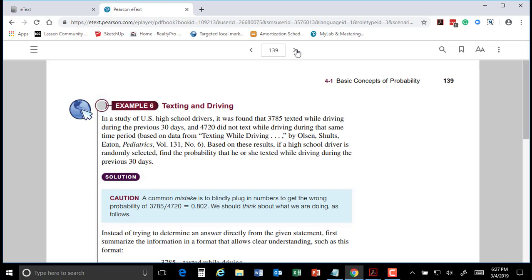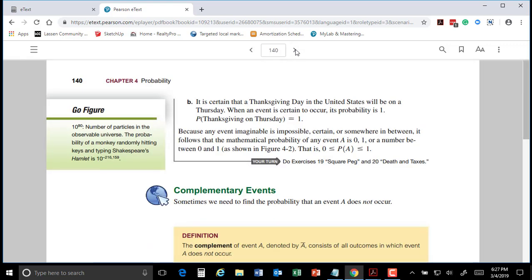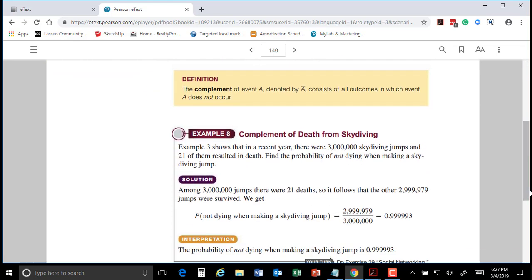So let's go on. I wanted to get to the counting rules. Okay, this is complementary events. That's about as easy as you can get. You have the world broken up into event A and not A. Here's an example. Now we've got 3 million skydivers, 21 result in death. So if the probability of dying was 0.000001, guess where this number comes from? 1 minus 0.000001. Yes? Sometimes it's easier to calculate the not. Okay?